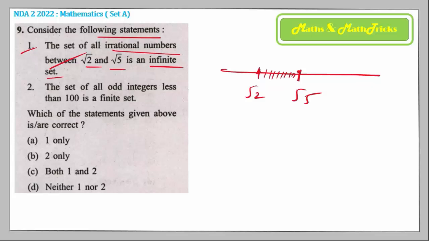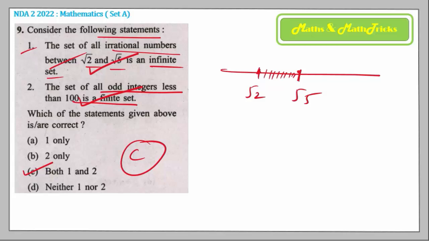So you can say the set of irrational numbers is infinite easily. And statement 2: the set of all odd integers less than 100 is a finite set. Perfect, correct. Odd integers less than 100, they are finite. In a set of 100 integers, 50 are odd, 50 are even. So you easily have 50 odd integers, right? So it is a finite set. Hence the answer should be option C, where both these statements are correct.